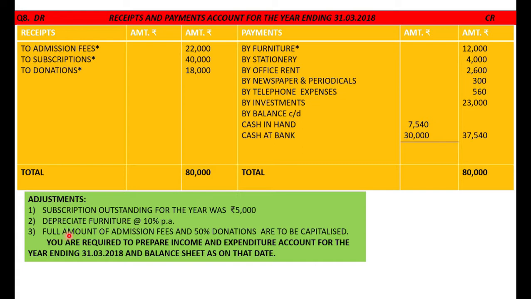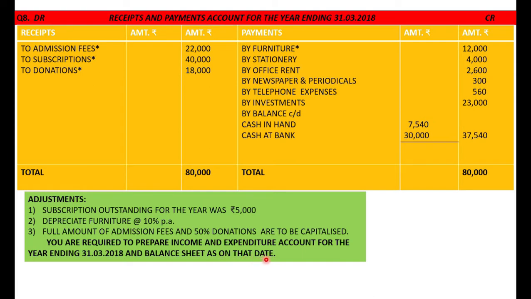Next, the full amount of admission fees and 50% of donations are to be capitalized. So, for admission fees we will put an asterisk mark, and for donations we will put an asterisk mark, as there is an adjustment on admission fees and donations on the receipt side. You are required to prepare income and expenditure account for the year ending 31st March 2018 and balance sheet as on that date.